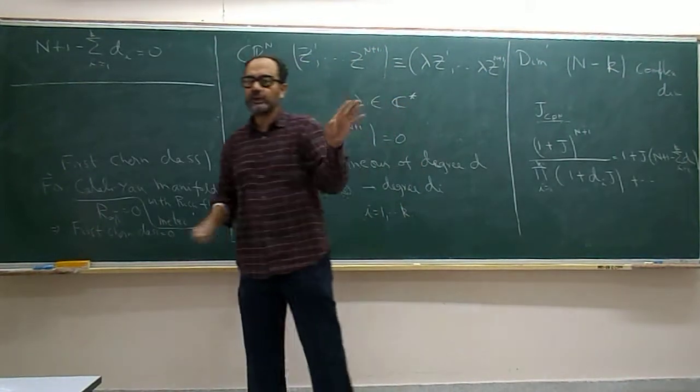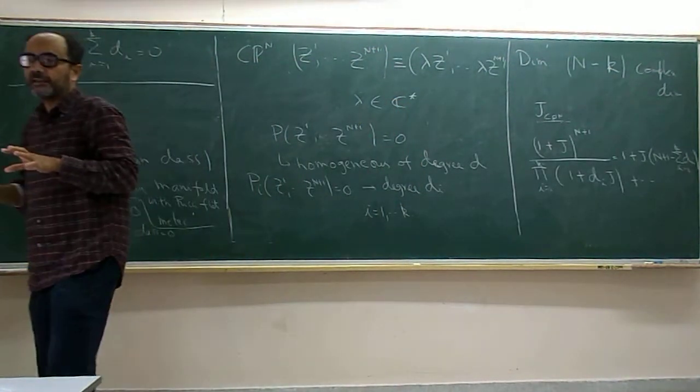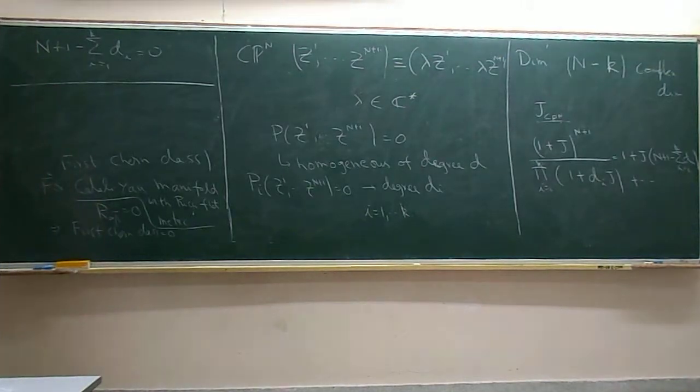So Yau's theorem is basically a proof of existence of the solution to the differential equation. And in fact, it says that given the Kahler class and the complex structure, there is a unique solution, as long as the first Chern class vanishes.